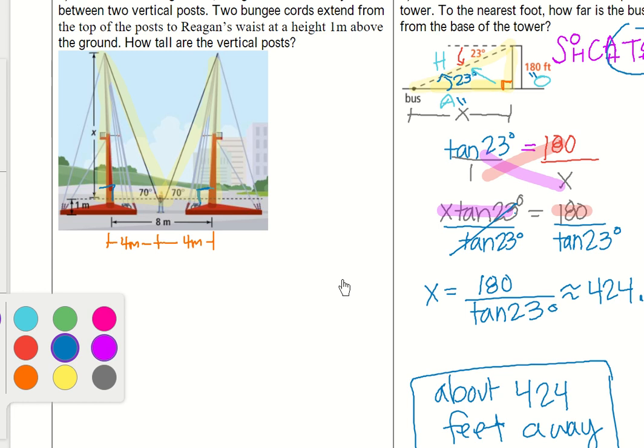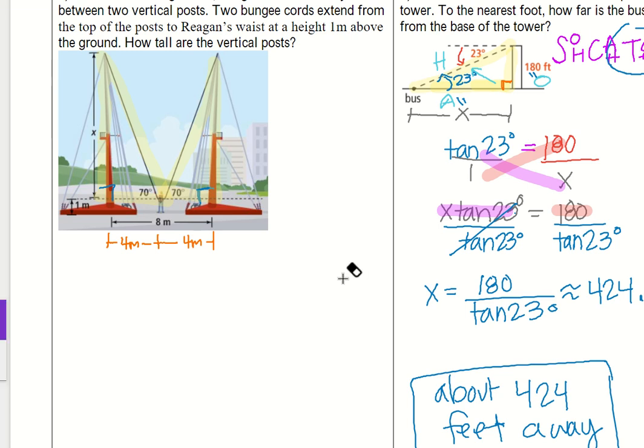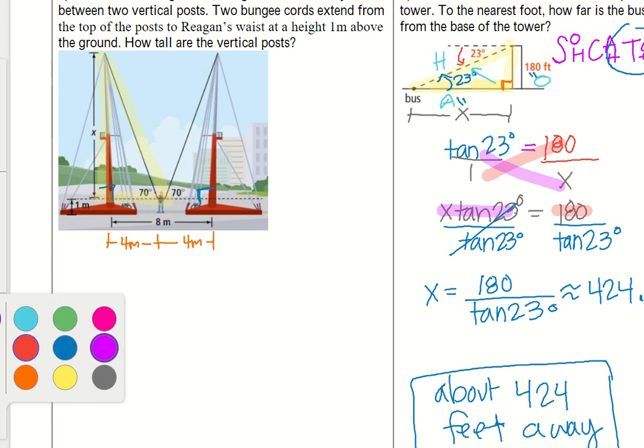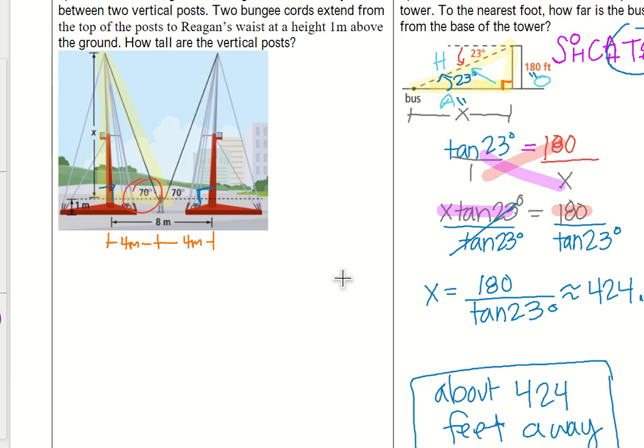And so I can see then that my height is the side opposite that 70 degrees, right? So my angle is labeled here. So I want to label my triangle based on that angle. So my hypotenuse is the bungee cord. The adjacent side is that horizontal distance, and the opposite side is x.